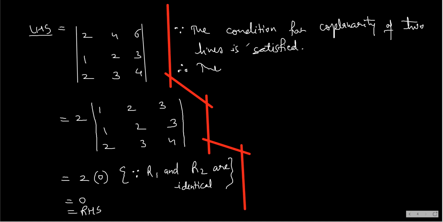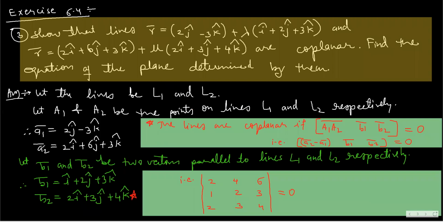Therefore, the two given lines are coplanar. What's the next part of the question? We need to find the equation of that plane. So for finding the equation of the plane, I will take one point and do it.